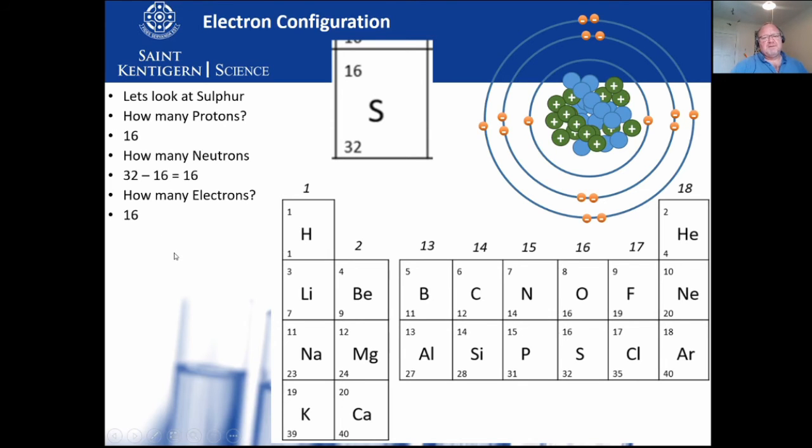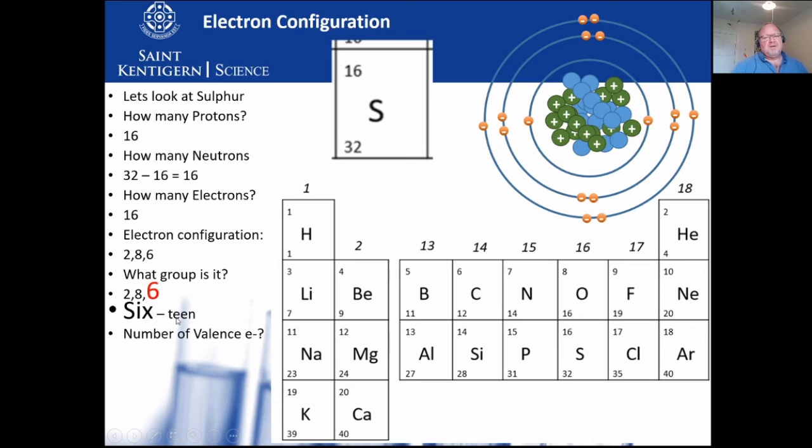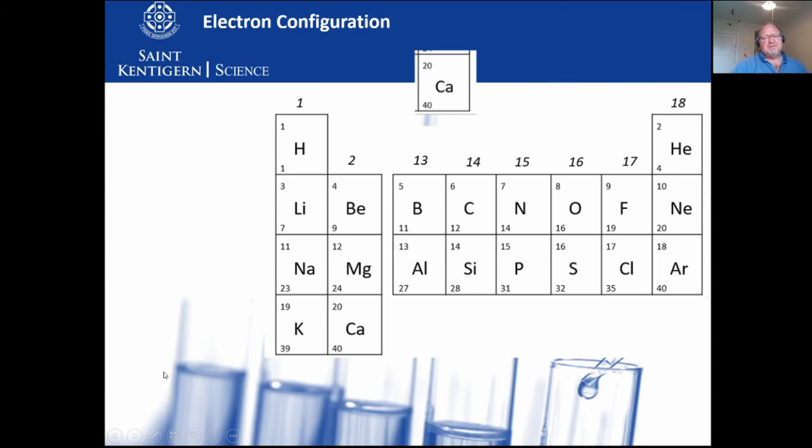So let's look at sulfur. Protons, neutrons, electrons. 2, 8, 6. 2 plus 8 is 10, plus 6 is 16. What group is it? It's in group 16. And how many valence electrons? 6. What period is it? How many shells? 1, 2, 3. There it is. 3 shells.